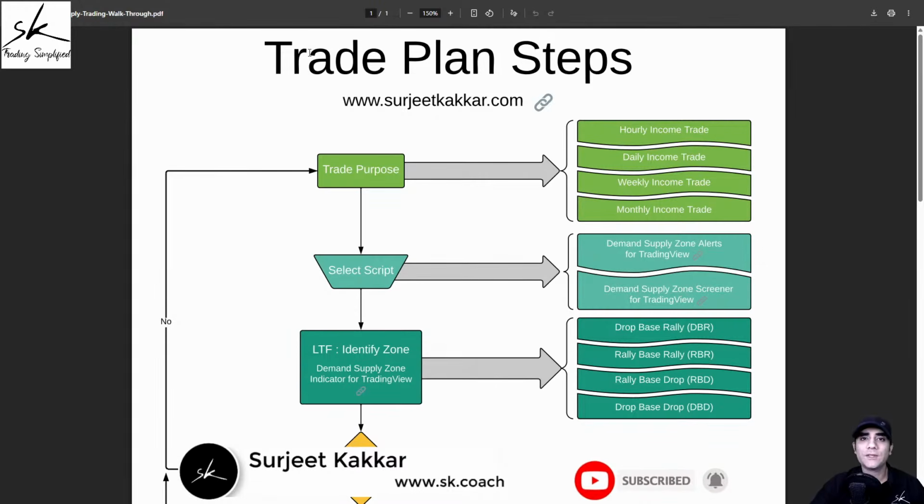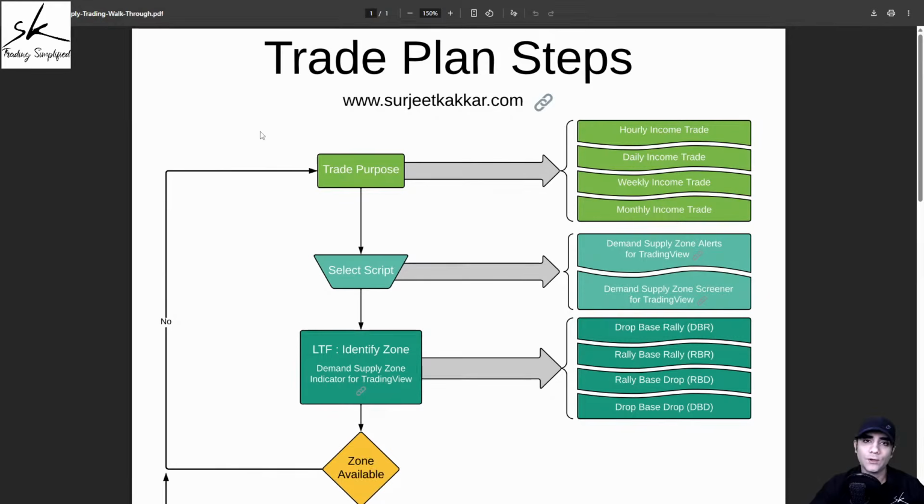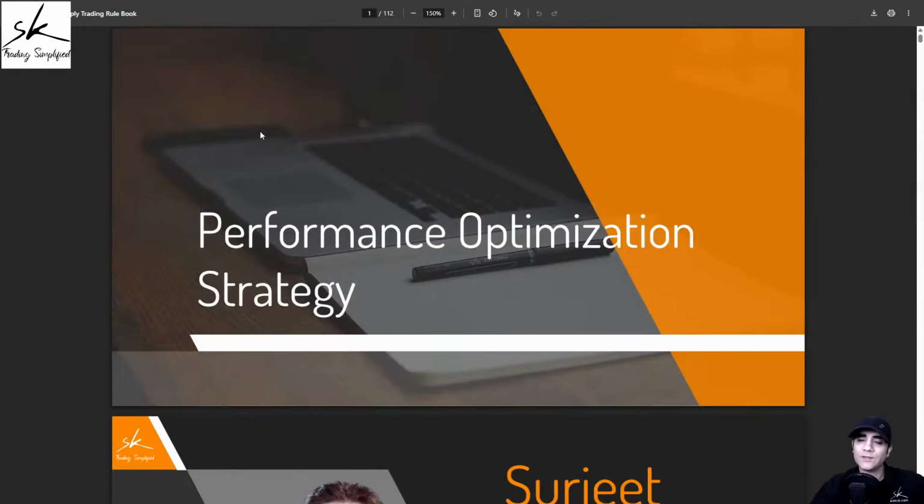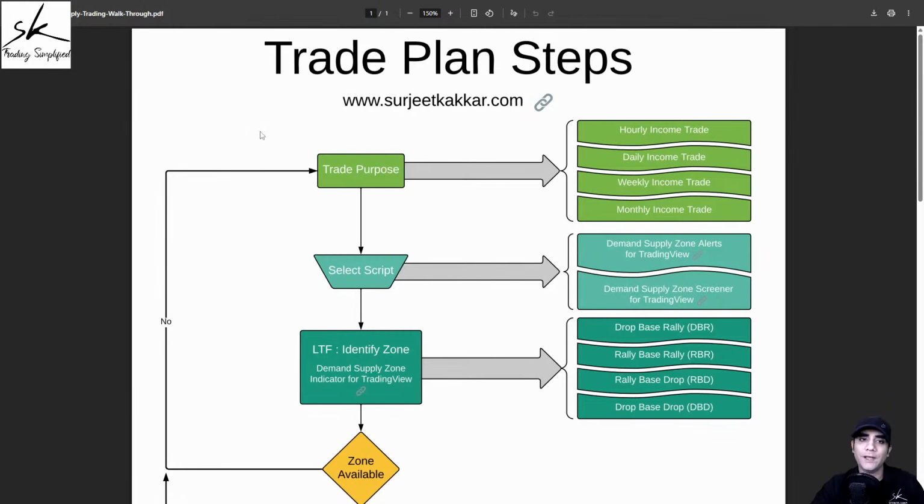So to overcome this challenge, what I've done is I have created a ready-made trade plan for you, which is a combination of two documents. Like I already said, the first one is the rule book. The next one is your trade plan steps. You can also call this the flow chart or the walkthrough, which guides us on what we need to do as a demand supply trader step by step.